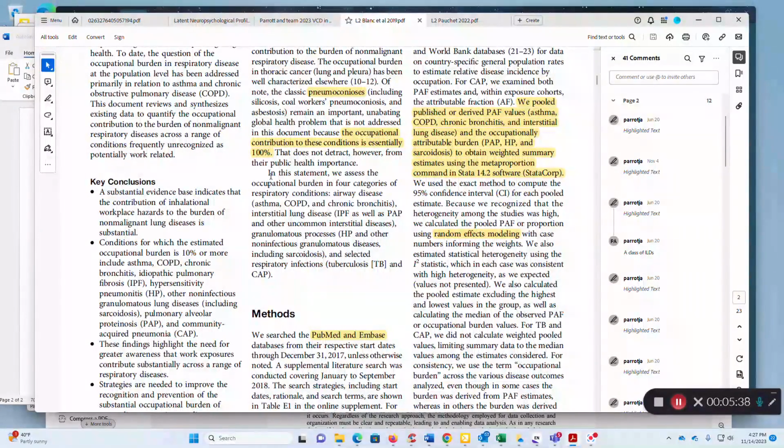So we look here, and then in the Blanc, they tell us, in this statement, we assess the occupational burden of 4 categories of respiratory conditions. So they're organizing this based on disease: asthma, COPD, chronic bronchitis, interstitial lung diseases, granulomatous processes, and then others, respiratory infections. Let's look at the Pochet.